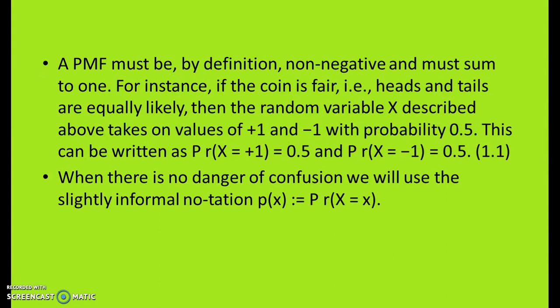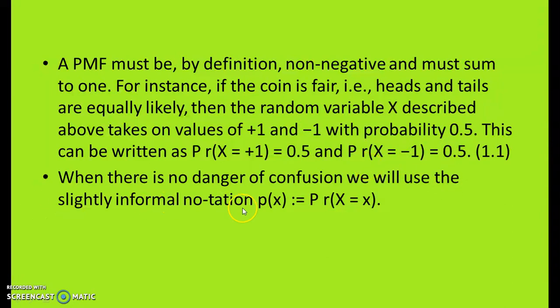When we consider a probability mass function, it must by definition be non-negative and must sum to 1. For instance, if the coin is fair, that is, heads or tails are equally likely, the random variable X described above takes on values of +1 and -1 with probability 0.5 each. So the probability of getting heads is 0.5 and the probability of getting tails is 0.5. This can be written as Pr(X = +1) = 0.5 and Pr(X = -1) = 0.5. The probability of +1 is 0.5. The probability of -1 is 0.5. I hope everyone is clear with this concept.